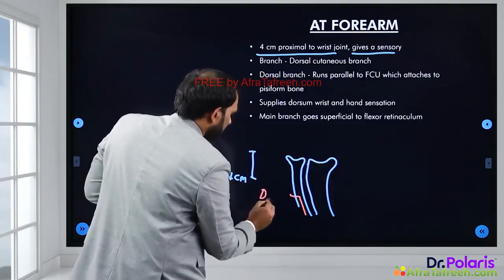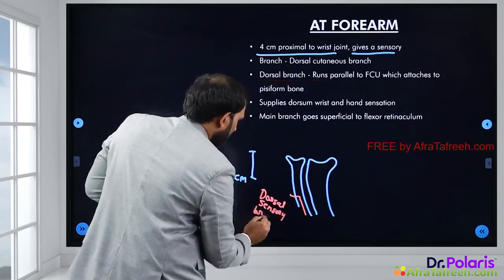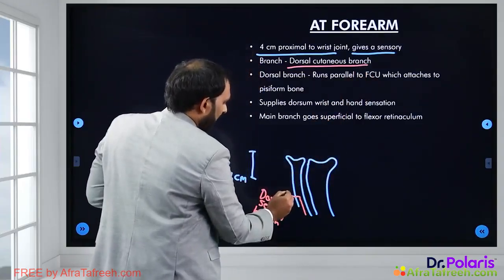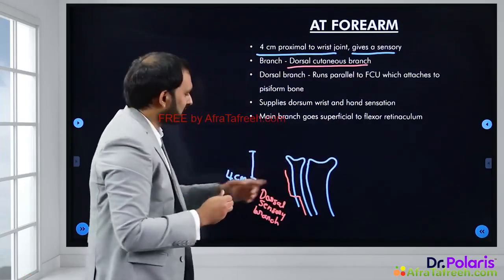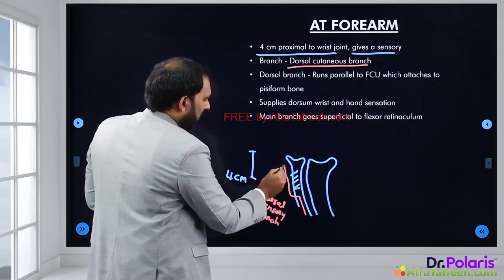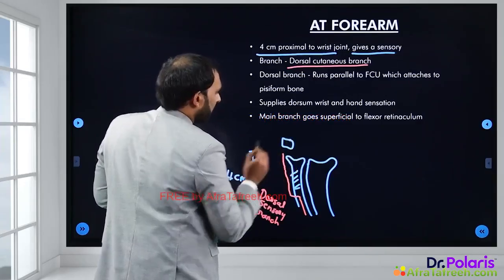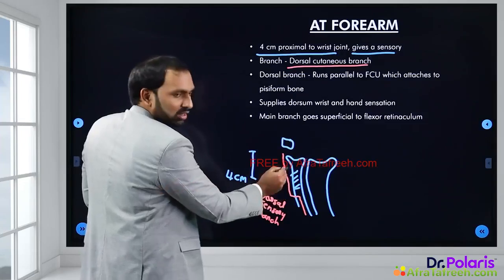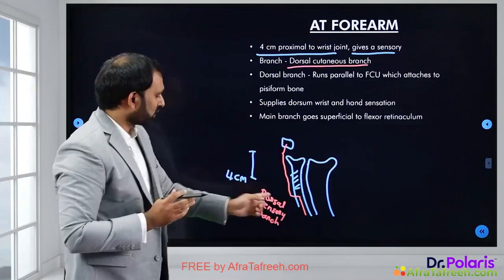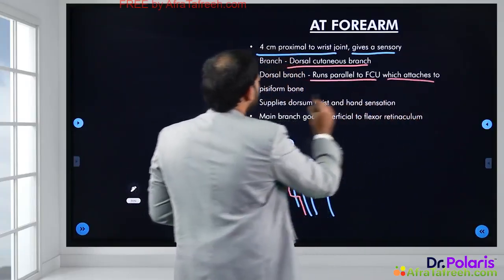This branch is the dorsal sensory branch. So that branch is called the dorsal cutaneous branch, and this branch now goes parallel to the flexor carpi ulnaris. So you know that the flexor carpi ulnaris is also running in this direction. So this dorsal sensory branch is going parallel to the flexor carpi ulnaris, and here there is presence of a bone, and that is the pisiform bone. So after it passes parallel to the flexor carpi ulnaris, the dorsal sensory branch ends by giving a supply to the pisiform bone. So that is the dorsal sensory branch. It runs parallel to the flexor carpi ulnaris and then it attaches into the pisiform bone.